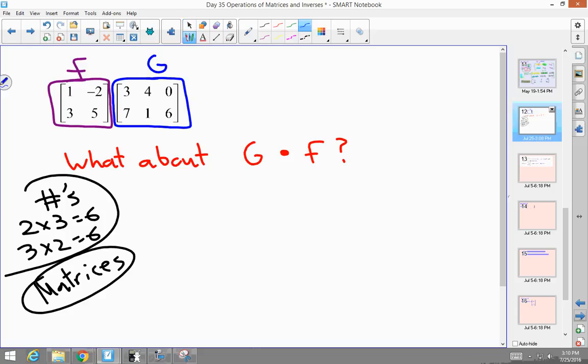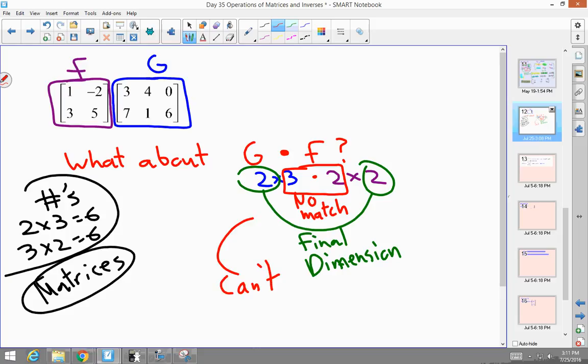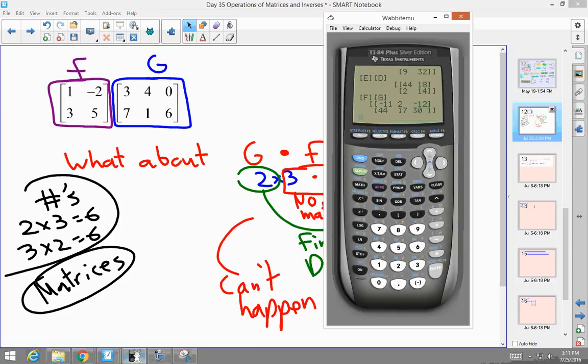If I do the G, he's a 2x3. And if I'm going to try and multiply him by the purple 2x2, I told you the outside parts would be the pairing up. This would be your final dimensions. So I'm expecting a 2x2 if the insides match. No match. So this can't happen.